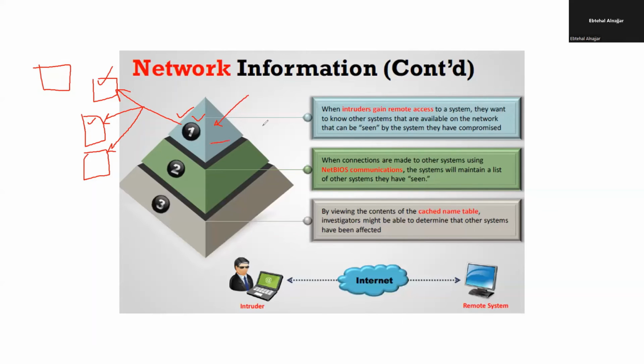Meaning in your network, guys, if you start to communicate with other computers in the network, you will have a list of all the computers you are communicating with at that time using this protocol. By viewing the content of the cache name table, an investigator might be able to determine the other systems that have been affected by this attacker. Okay, guys, so this is very important.